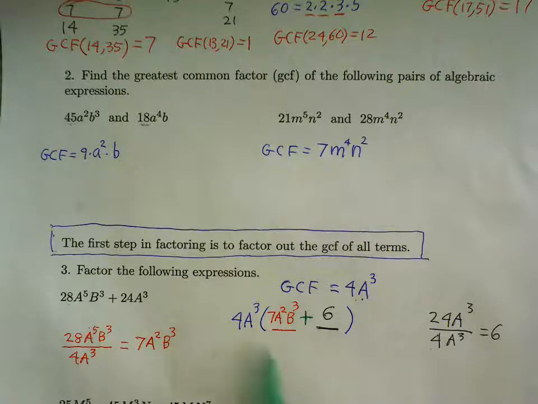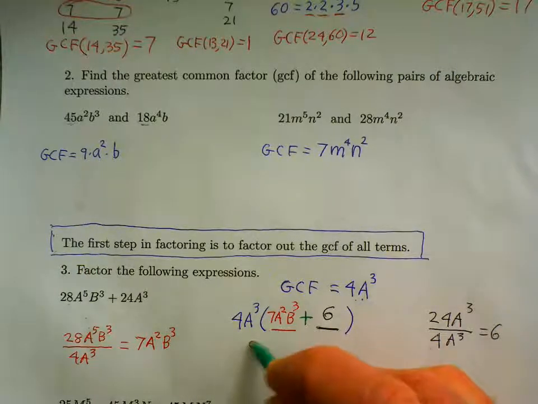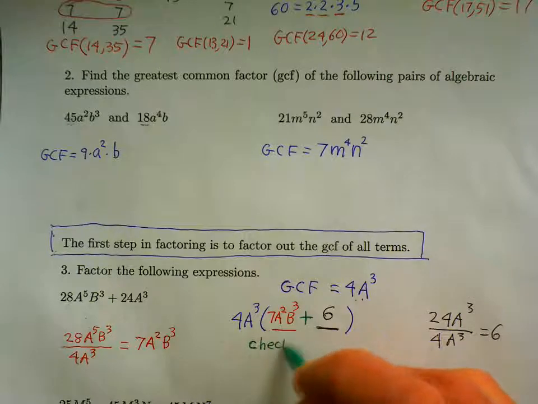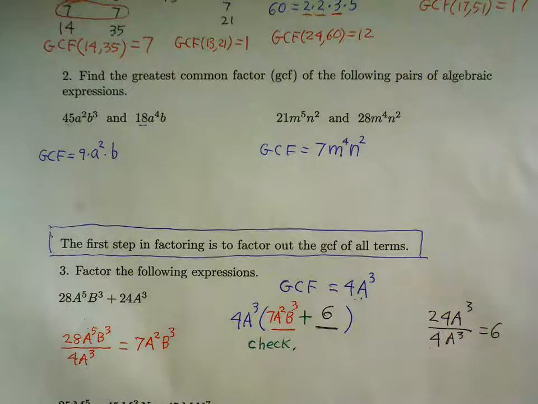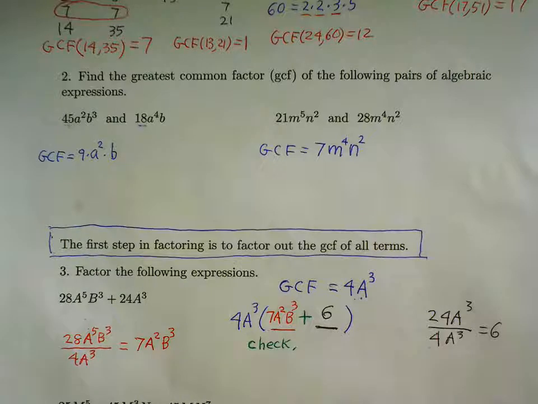Okay, and we're done. This is the factorization of that expression. It's the reverse process of multiplying. And we can check our factoring by multiplying. So to check, we just apply the distributive property of multiplication over addition.